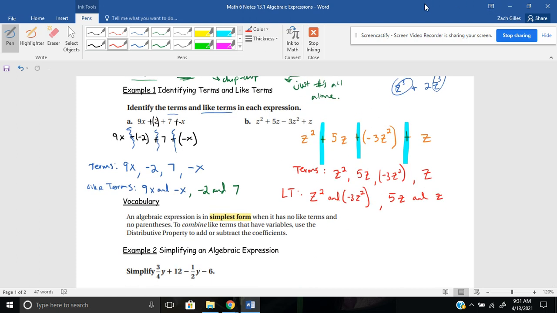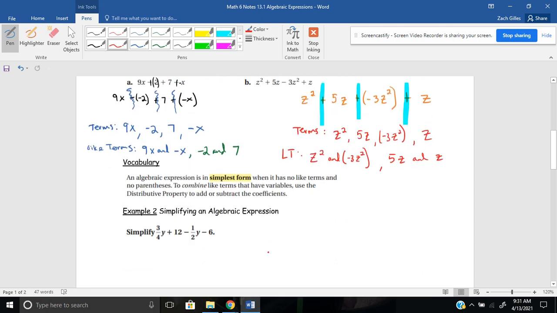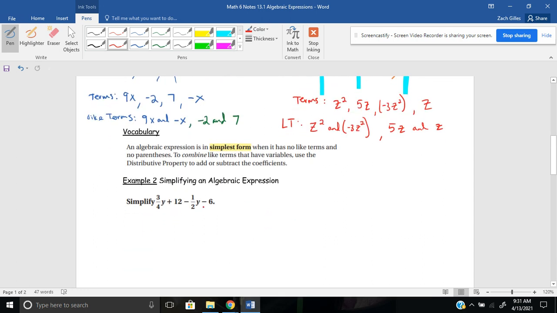Okay, for my vocab here, it says an algebraic expression is in simplest form when it has no like terms and no parentheses. To combine like terms that have variables, use the distributive property to add or subtract the coefficients. Okay, so let's take a look and see what they mean by that with example 2. It has lots of different variables and numbers here, as you can see.